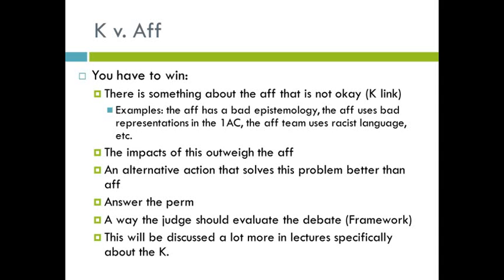The third is you have to win that there is an alternative action that solves a problem, and that action is better than the AF. Fourth, you have to answer the perm. So just like a counterplan, you have to prove that doing the K by itself is better than doing the AF and the K.